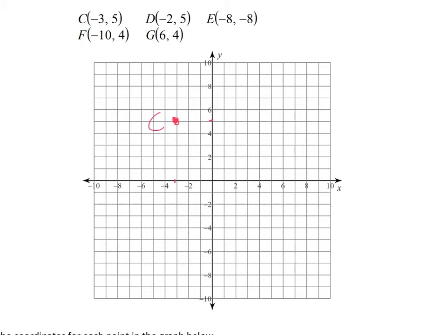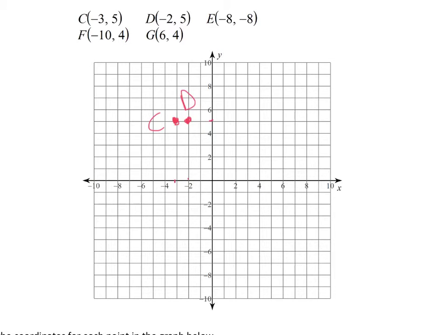Looking at the next one, we have -2, 5. Again, -2 is the x-coordinate, so that is right here on the coordinate graph. And the 5 is the same place it was before. It is right here on the graph. So that point, if we graph it, would be right here. That would be point D.